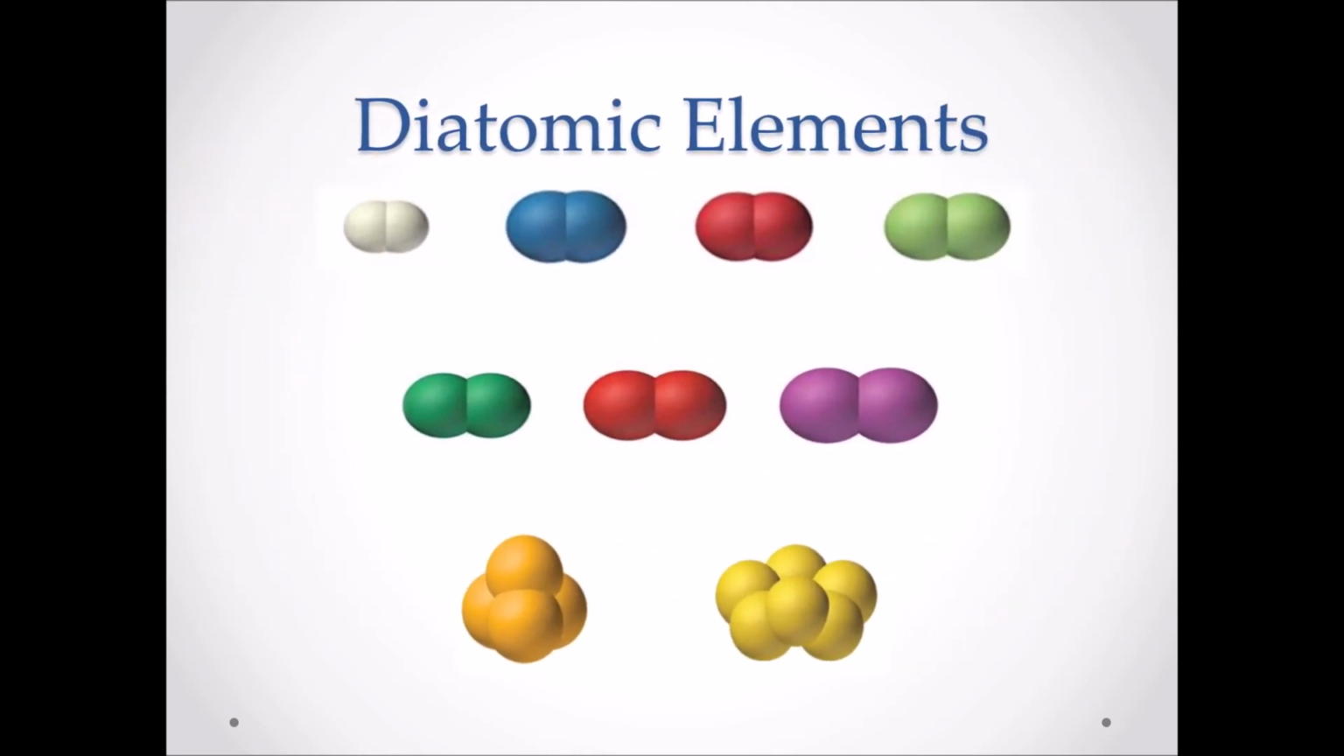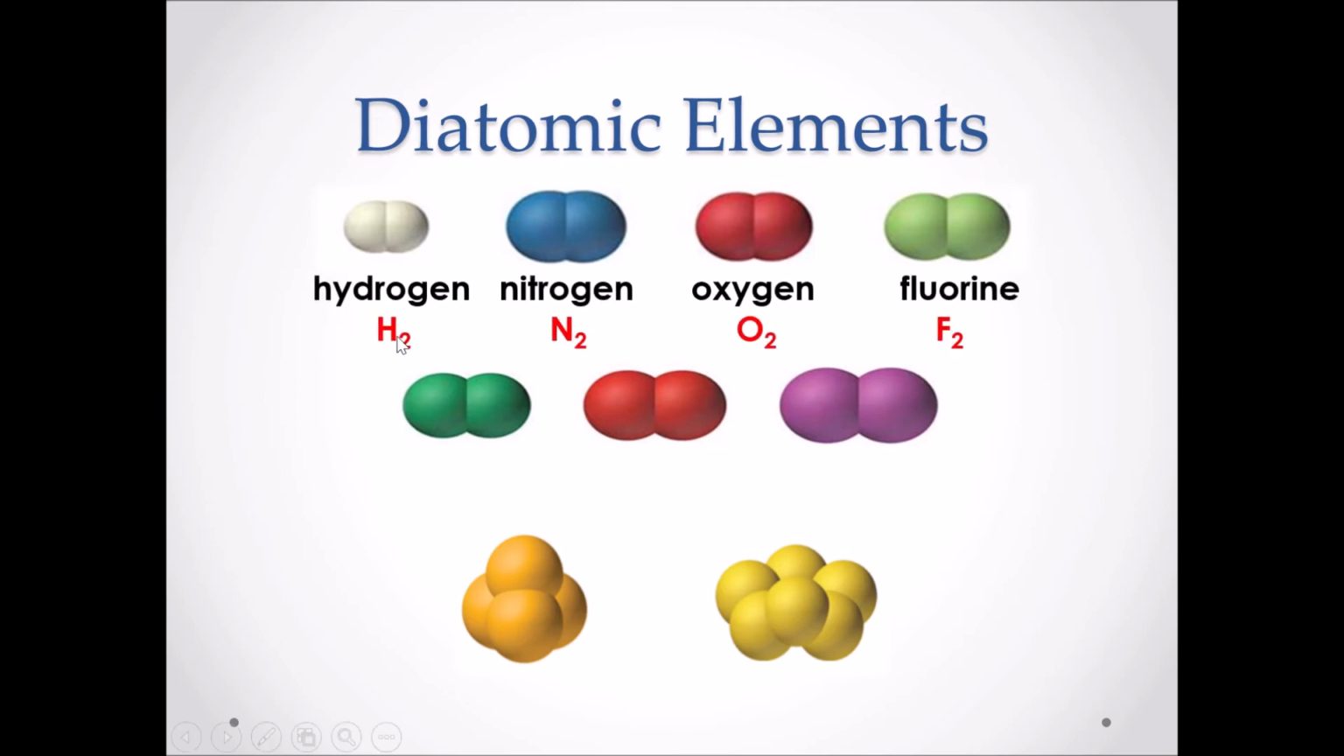That brings us to diatomic elements, and we have to remember these. We have first H2. So when hydrogen is by itself, it is always H2. Nitrogen by itself is always N2. Oxygen by itself is always O2. And fluorine by itself is always F2. This is the same for chlorine, which is Cl2, bromine, Br2, and iodine, which is I2.